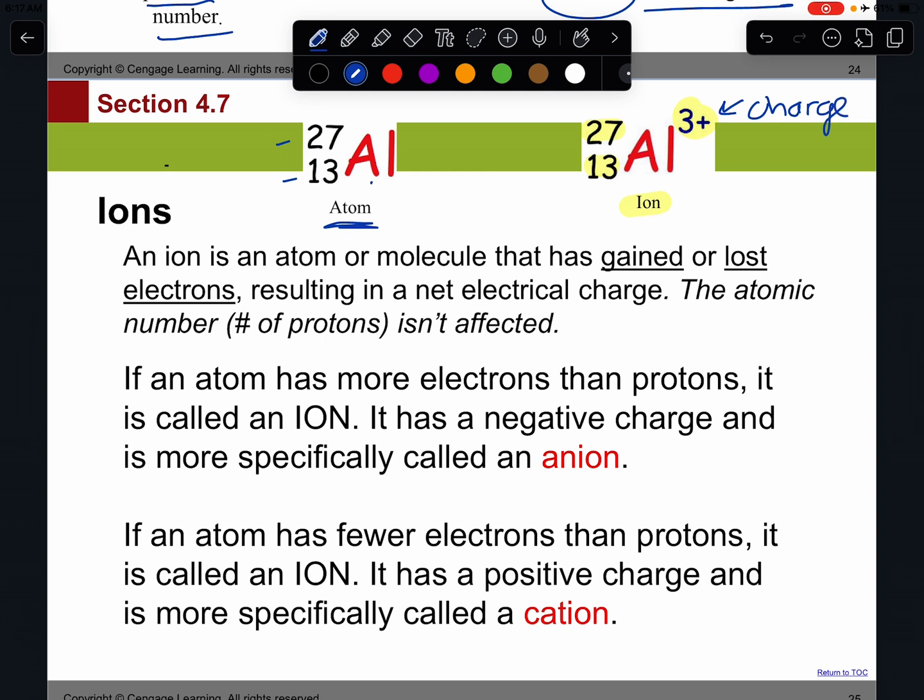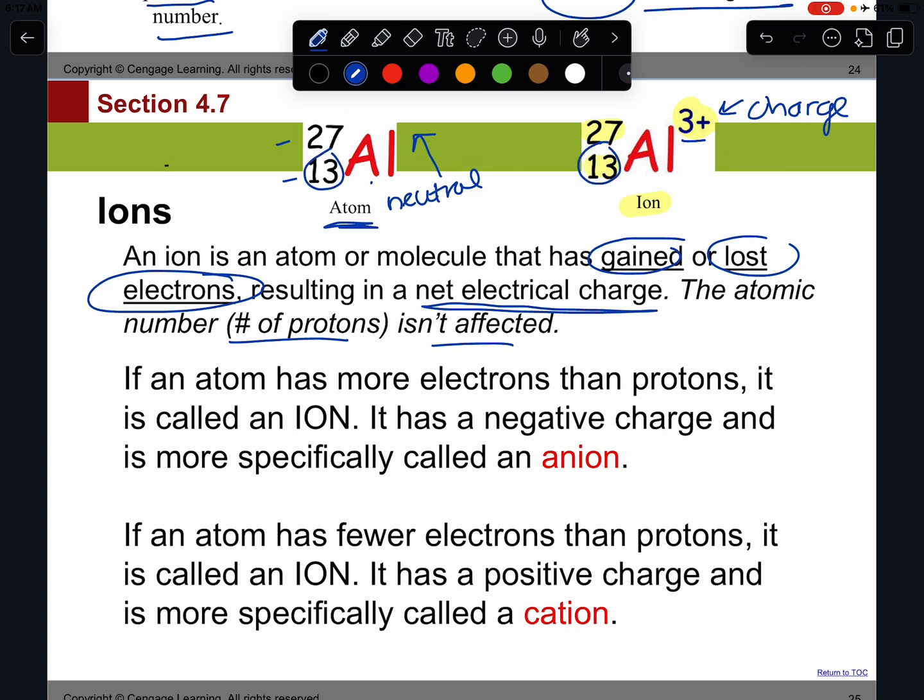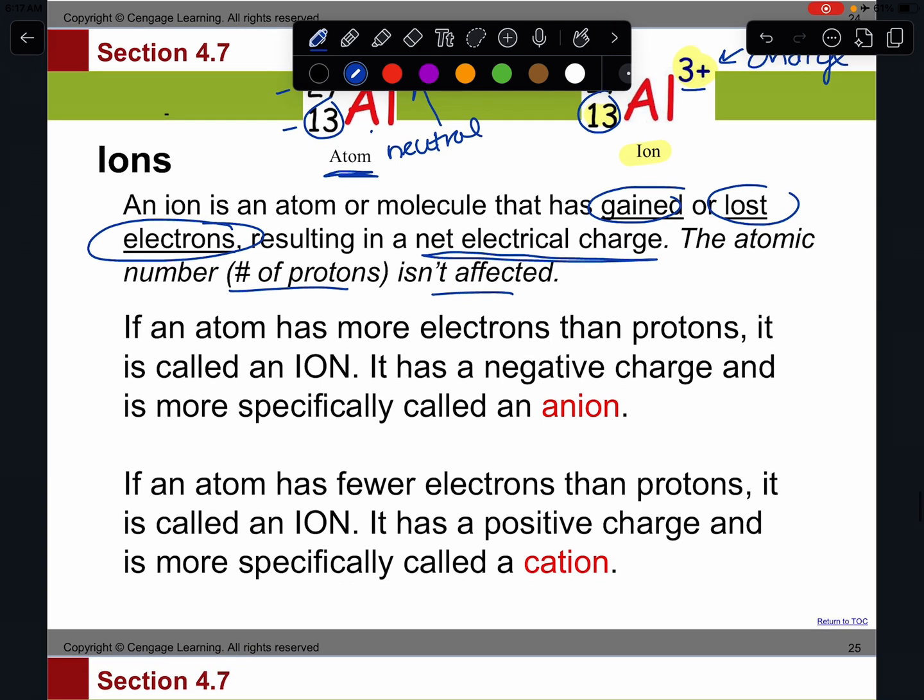What we have here on the top is a charge. If we see no charge, it is neutral. If we see nothing right there, which we don't, but if we see something here, we're going to call that a charge. I'm going to show you how to utilize that. When it has this number, we call it an ion. An ion is an atom or a molecule that has gained or lost electrons, resulting in a net electrical charge. And remember, again, the number of protons is never changed. These are both still aluminum. They both have an atomic number of 13.